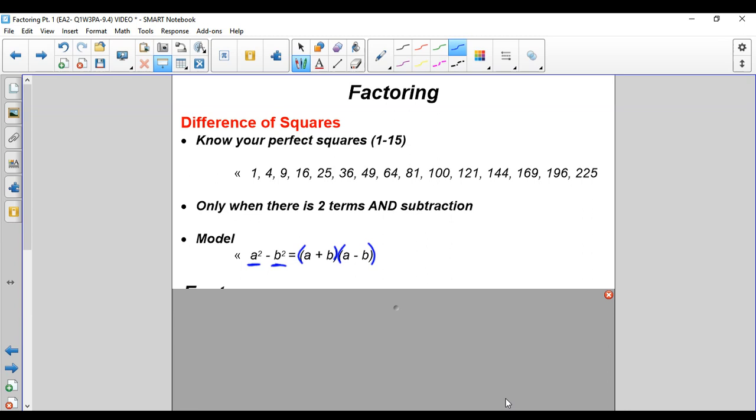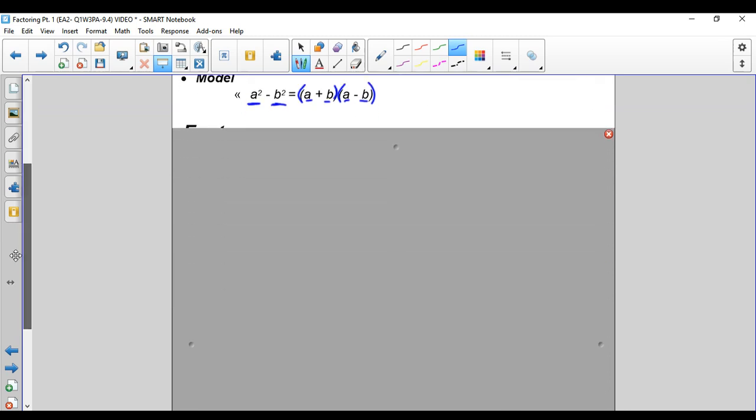Square root of a squared is just a. You put that in each slot. Same thing with the b's. One's a plus, one's a minus, and it's done. All right. Let's check out a couple.